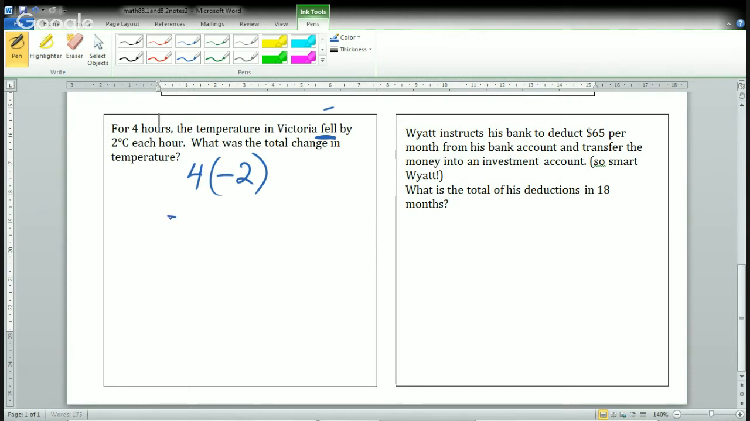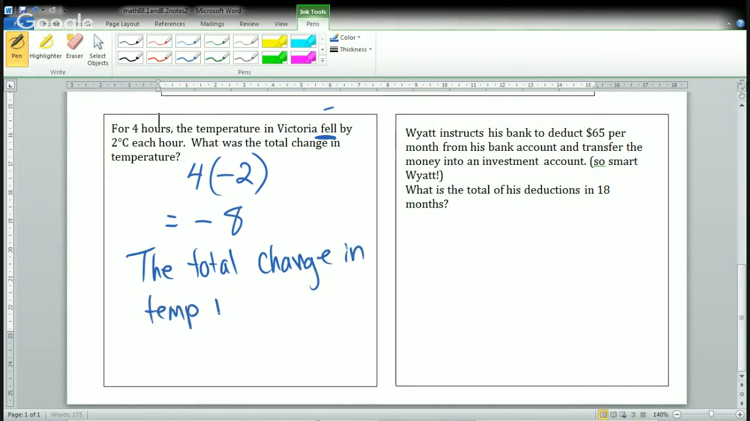Now, I know that it is a positive times a negative. 4 times 2 is 8. Because it's a word problem, I need to make sure I have my closing statement. The change in temperature was -8 degrees Celsius. It dropped 8 degrees.